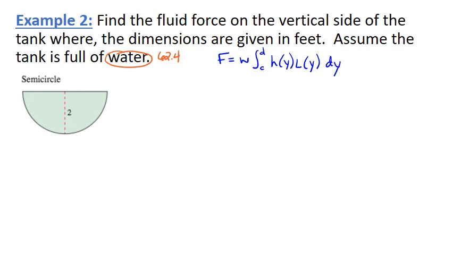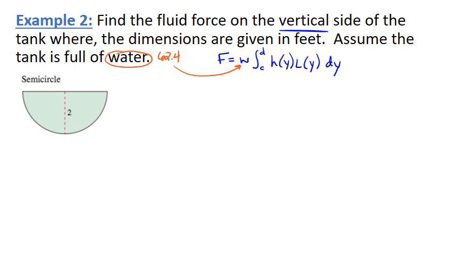Now I want you to notice that everything in this formula is in terms of y. The reason for this is because we are dealing with a vertical submersion, and vertical measurements are y values in this case. So we already know what W is. W, we know, is 62.4. But everything else we need to find.